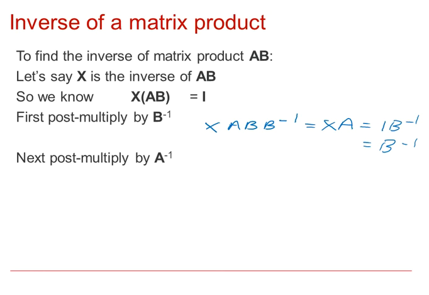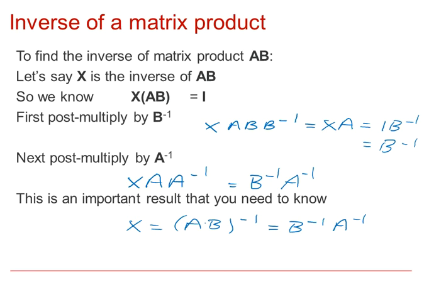We next post multiply by A to the minus 1. So here we would have X A A to the minus 1, and that must be B to the minus 1 A to the minus 1. But X A A to the minus 1 is simply X I, or just X. Therefore X must be B to the minus 1 A to the minus 1. This is an important result that you need to know.